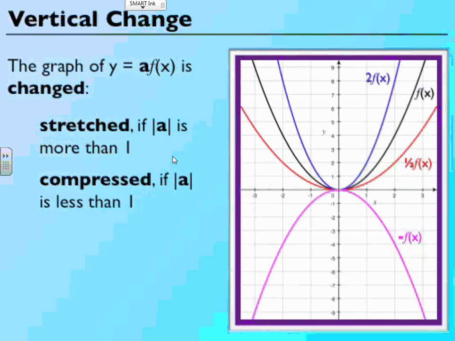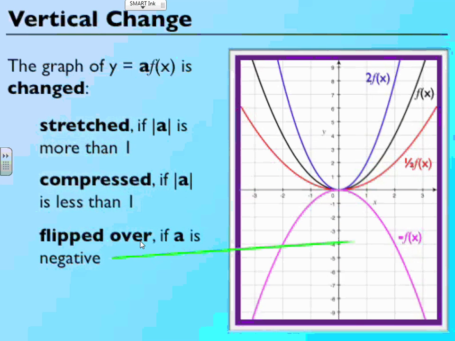And then finally, if a is negative, the graph is flipped over the x-axis. If a is negative, we flip the graph right over this x-axis. That's a change. You got to add it in there. Flipped over the x-axis, not just flipped over. All right. Oh, yep, that's the graph right there that is flipped over. You should be able to see how we took f of x and just flipped it over the x-axis to get that graph.